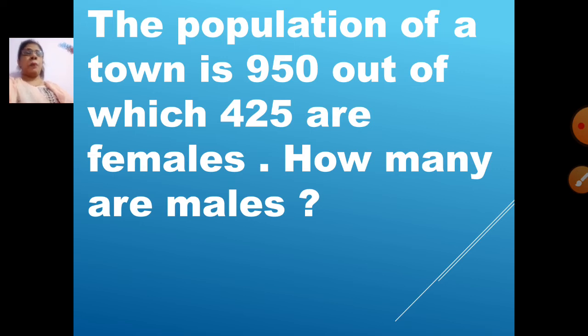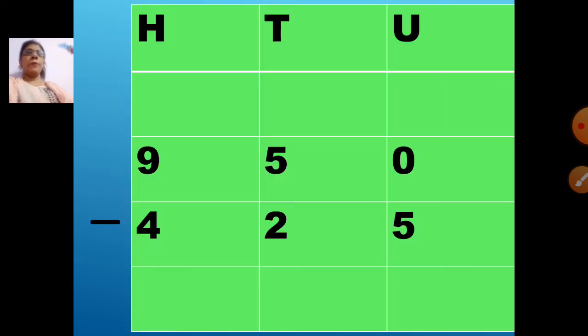How many are males? Now there is a population of a town, and in that population, the population is 950, out of which 425 are females. So you have to count the males. How many are males? You have to count that. So what will we do? We will arrange the numbers first. We will make a column of HTU. We will arrange the numbers according to their place values.